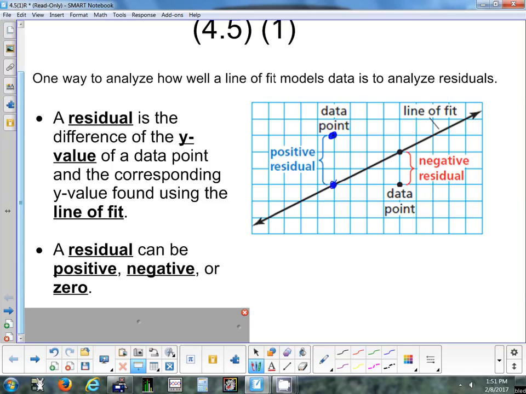So there's 3 different cases for a residual. If the data point is above the line, that's positive residual. If the data point is below the line, that's a negative residual. How could you get a residual that's 0? Where would the data point have to be? On the line. Yeah, it would end up right on the line.